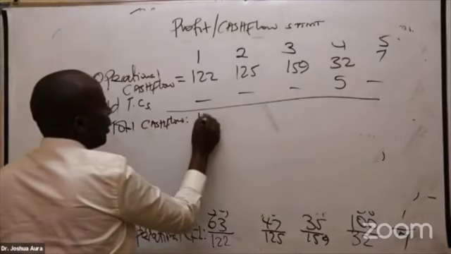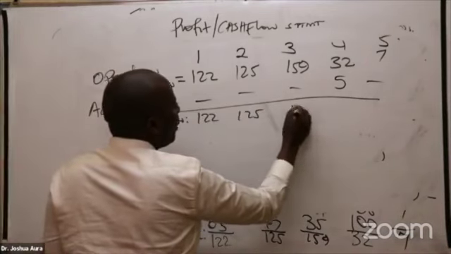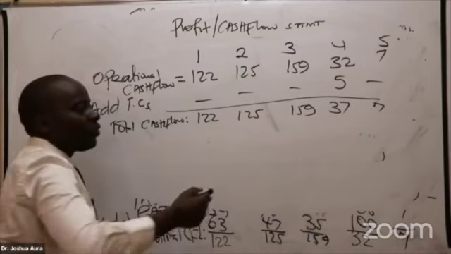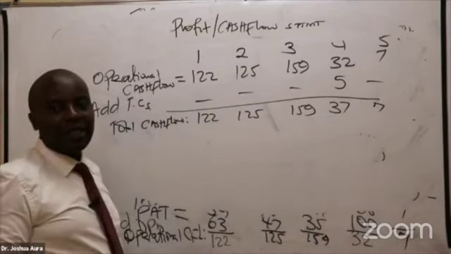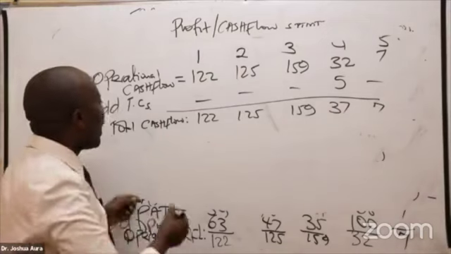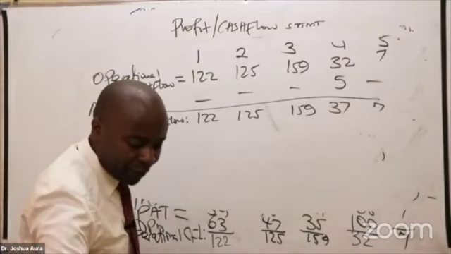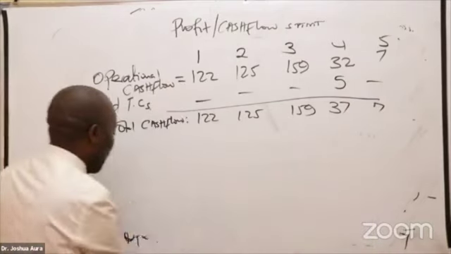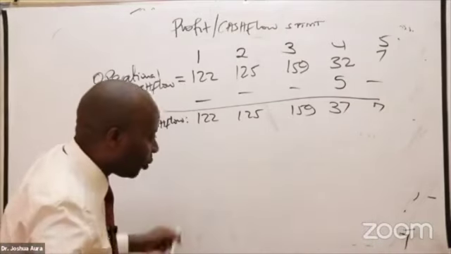So the total cash flow, we have 122, 125, 159. Then we have 37. And then lastly, we have got what here? 7. Now, ladies and gentlemen, after that, I expect you to come very fast and discount these figures for us. I don't like doing it. There's a question. Yes.